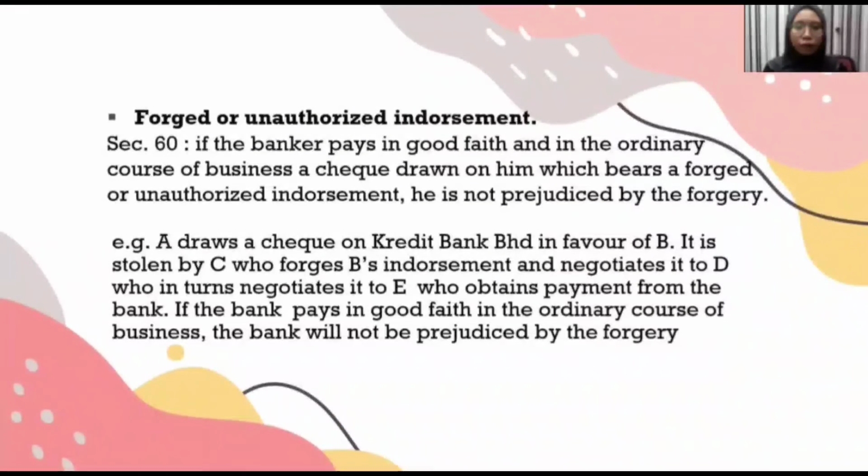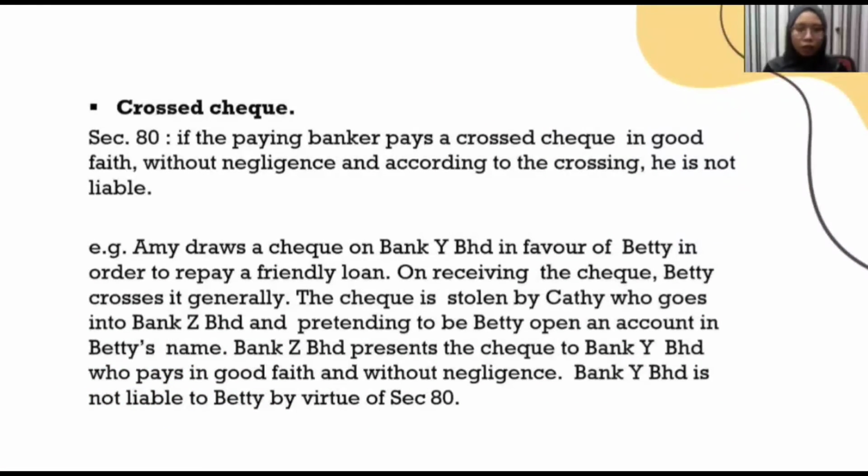Next, in forged or unauthorized endorsement. In Section 16, if the banker pays in good faith and in the ordinary course of business a check drawn on him which bears a forged or unauthorized endorsement, he is not prejudiced by the forgery. For example, A draws a check on Credit Bank Berhad in favor of B. It is stolen by C, who forged B's endorsement and negotiates it to D, who in turn negotiates it to E, who obtains the payment from the bank. If the bank pays in good faith in the ordinary course of business, the bank will not be prejudiced by the forgery.